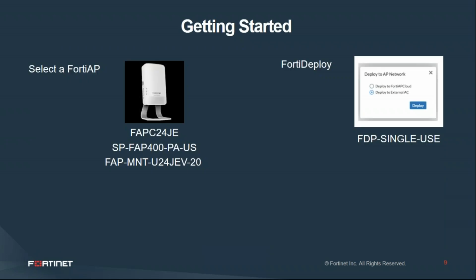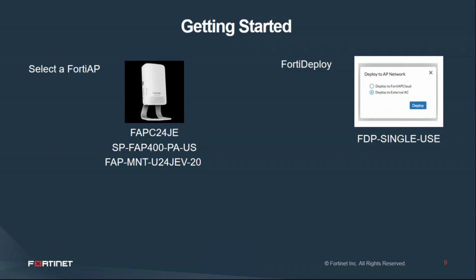Getting started with a remote access point deployment, you need to select a Forti access point. In this presentation, we're going to be focusing on this FortiAP C24JE. That is our current recommendation for a remote access point, and that's the one we'll be using in all our examples in this presentation today.